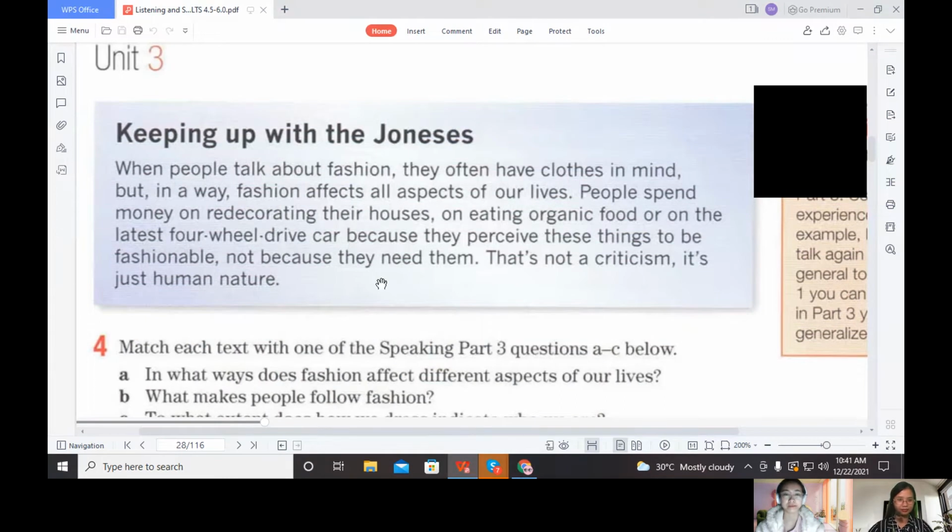Keeping up with the Joneses. When people talk about fashion, they often have clothes in mind, but in a way, fashion affects all aspects of our lives. People spend money on redecorating their houses, on eating organic food, or on the latest four-wheel drive car because they perceive these things to be fashionable, not because they need them. That's not a criticism, it's just human nature.